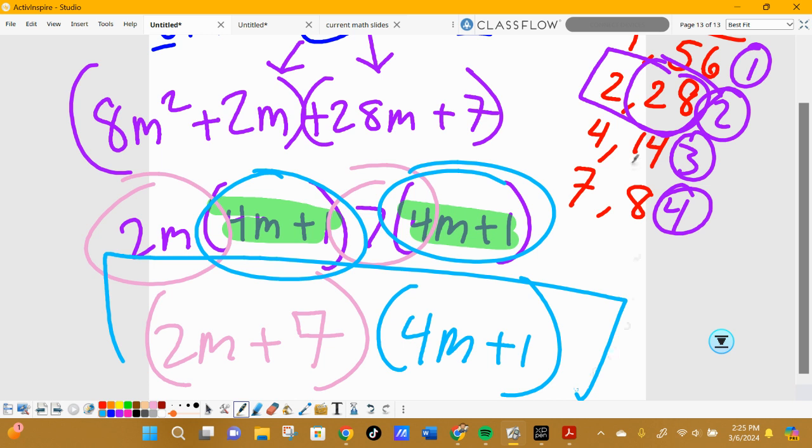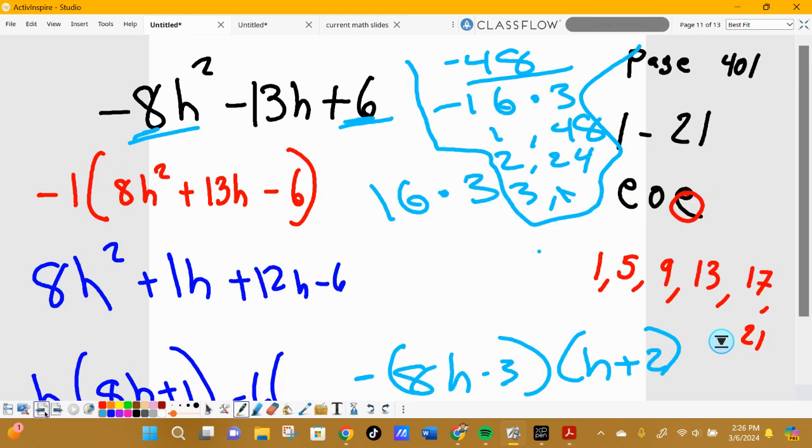Hopefully this is making some sense. Hopefully that helps you on your assignment, which was 1 through 21, every other odd, sorry. So 1, 5, 9, 13, 17, and 21.